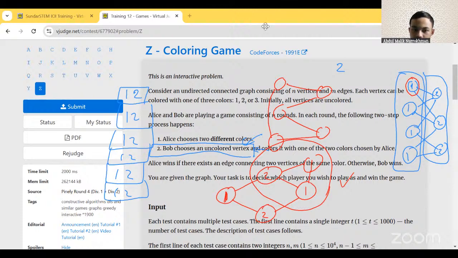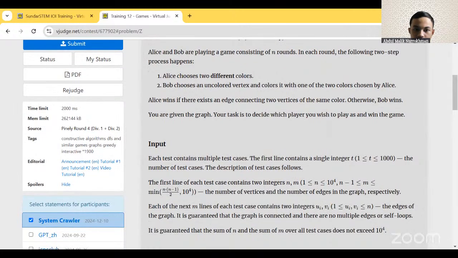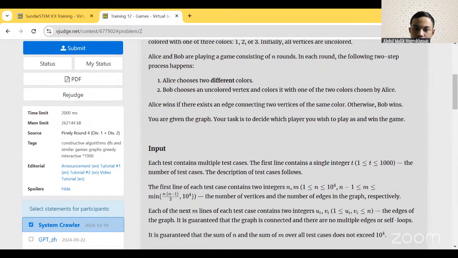Okay. Yes, so we already know which player we should choose between Alice or Bob. We will choose Alice if there is an odd cycle. Otherwise, we will choose Bob if the graph is bipartite. All right.